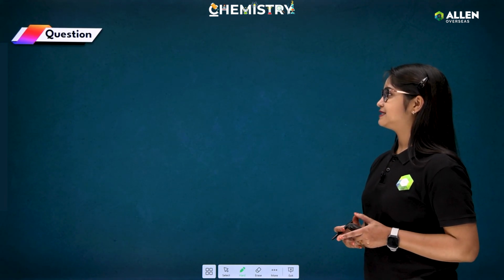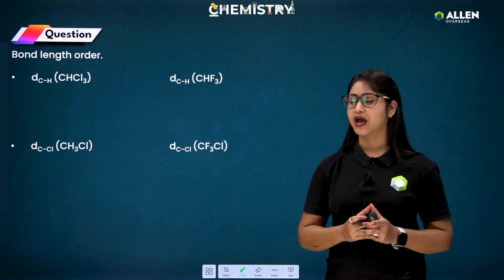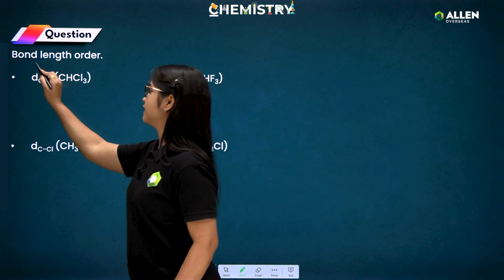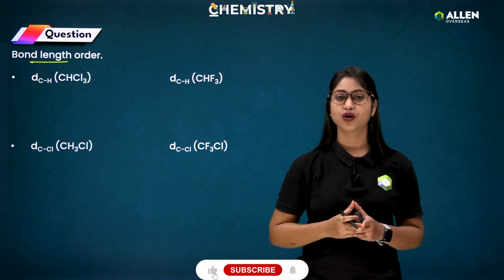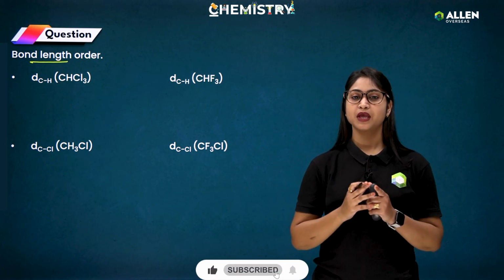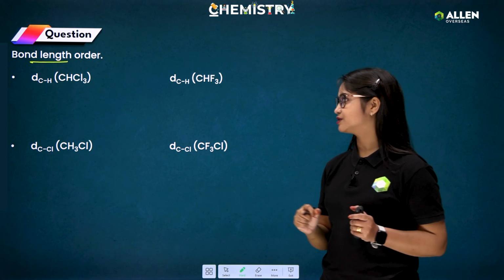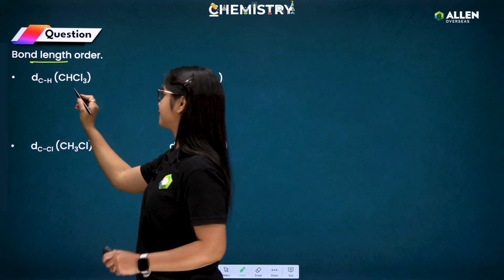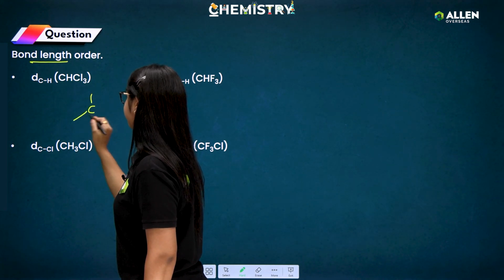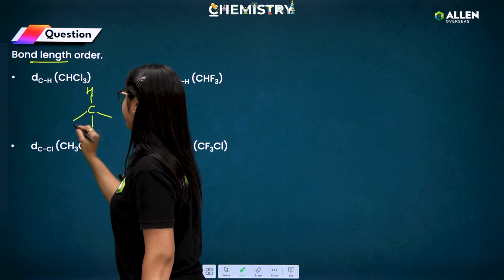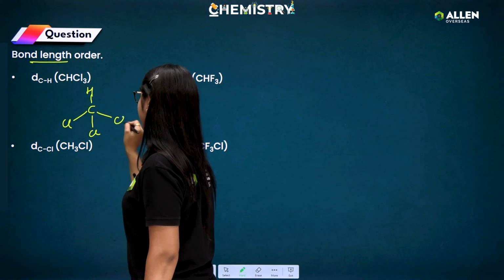Now let's see the next question. Now if you have to compare the bond length, and you have to find out the bond length order, then how can you find that out following the Bent's rule also, okay? So let's see. Here we have this molecule CHCl3. So first of all we are going to make this structure: 1 hydrogen and 3 chlorine atoms.